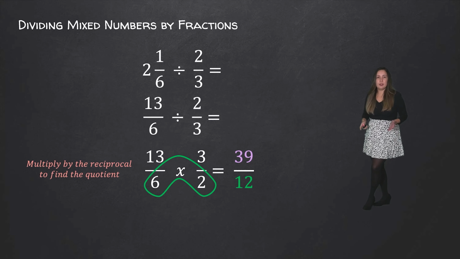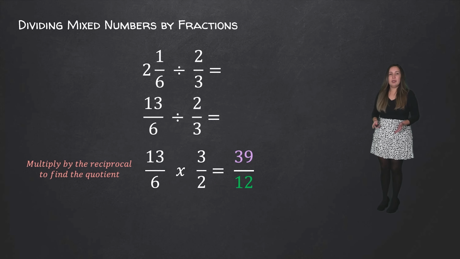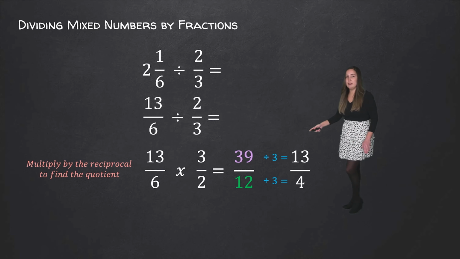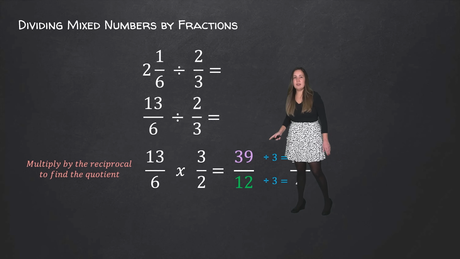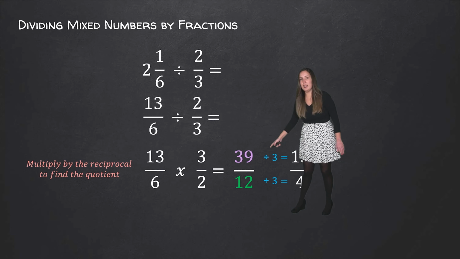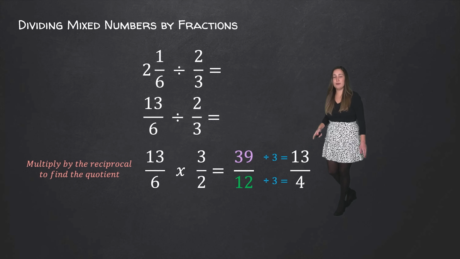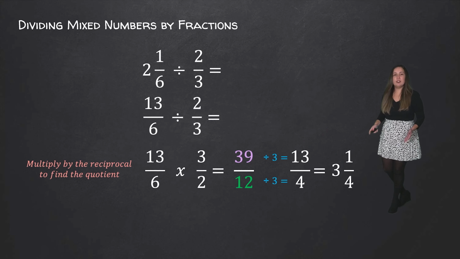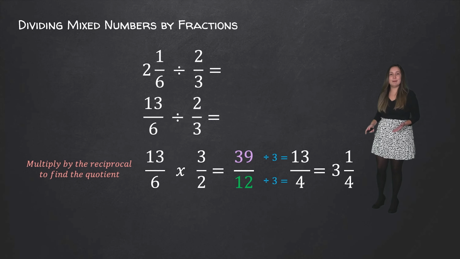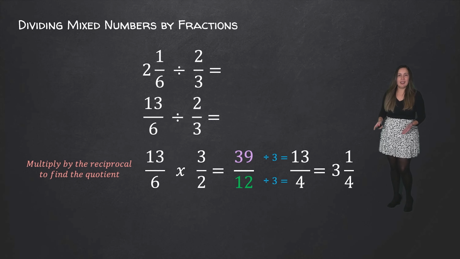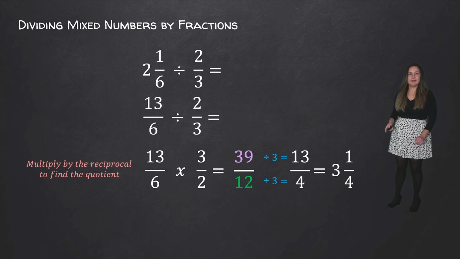Now we have 39/12, and we could simplify this fraction by dividing both the numerator and the denominator by 3. So 39 divided by 3 is 13, and 12 divided by 3 is 4. And then we're going to take the 13/4 and write that as a mixed number, which is 3 1/4, right?